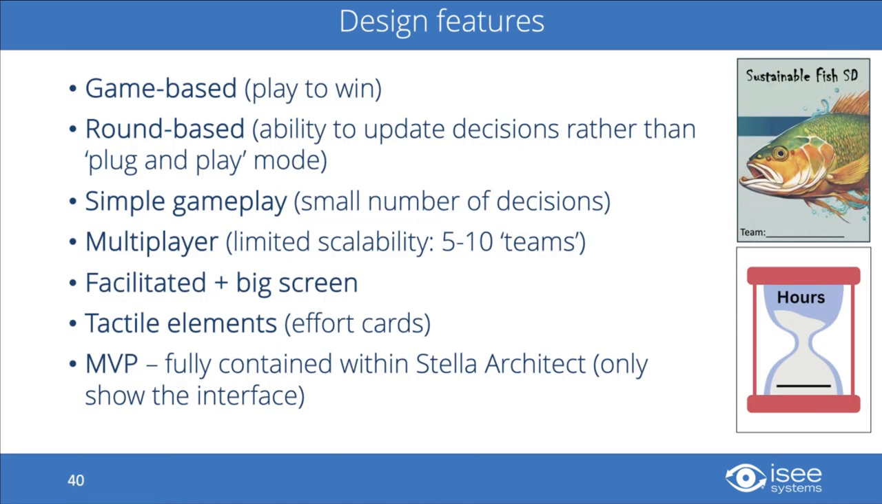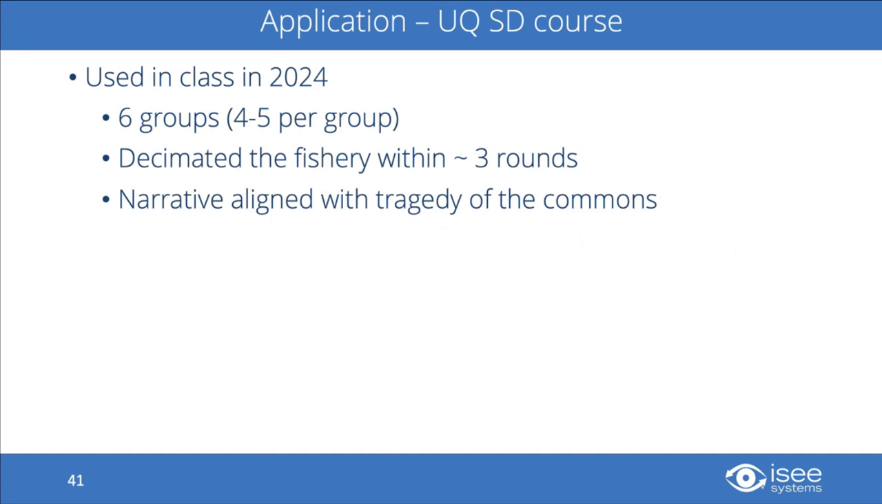Okay, so just reiterating, it's game-based, play to win, round-based. I tried to make it simple gameplay through facilitation and through making one decision. It's multiplayer, although there is limited scalability. Using a big screen is important, so having a good room. Having effort cards, so I printed off some cards which are on the right. This is where they write their information. And creating a minimum viable product, so it's fully contained within Stella Architect. So I only show them the interface. I'm not showing the model.